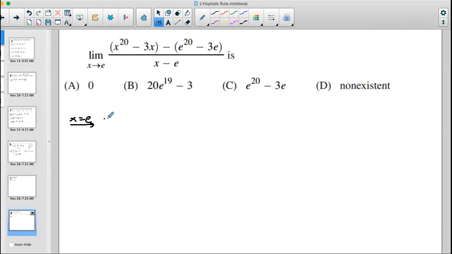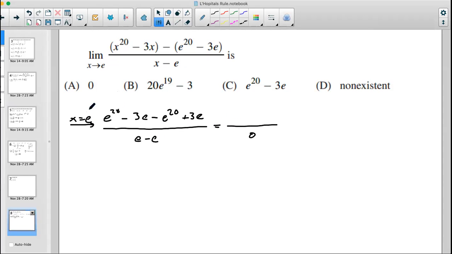So this becomes e to the 20th minus 3e minus e to the 20th. Then minus 3e is plus 3e. The bottom is, when x is e, just e minus e. So the bottom is pretty clearly equal to 0. On top, I got 1e to the 20th here, and then a minus e to the 20th there. And I got a minus 3e here and a plus 3e there. So I get 0 over 0, which is an indeterminate form, which means I can use L'Hopital's rule.